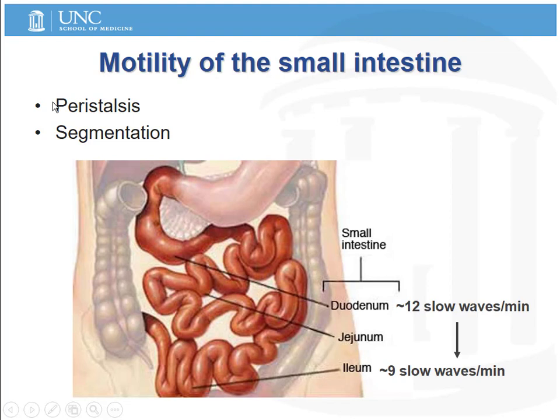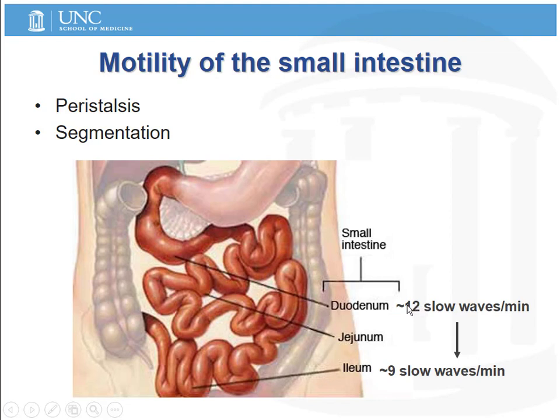After eating, motility patterns of the small intestine mainly consist of peristalsis and segmentation. Peristalsis is that coordinated, propagating contraction pushing forward towards the large intestine, while segmentation, or stationary contractions, occur at random regions and don't propagate.